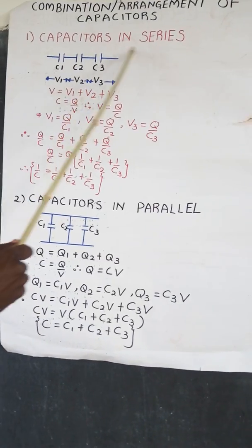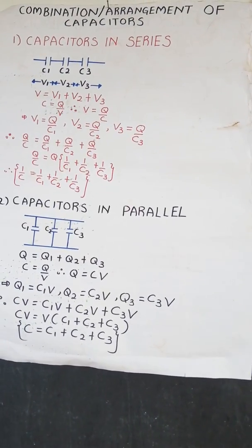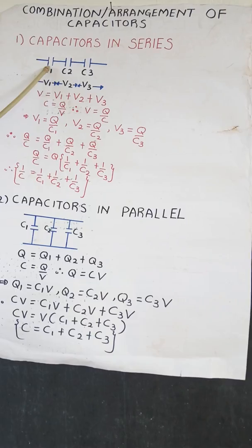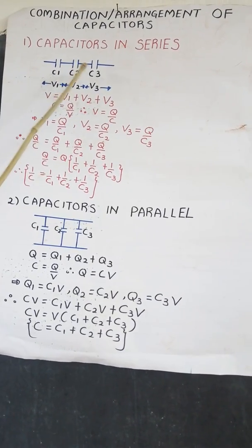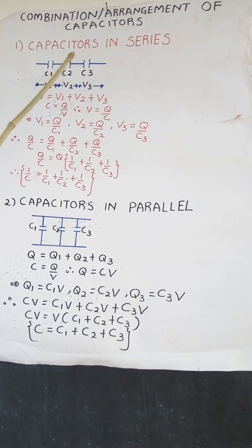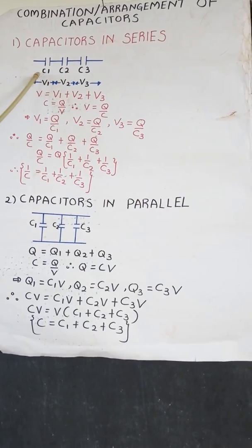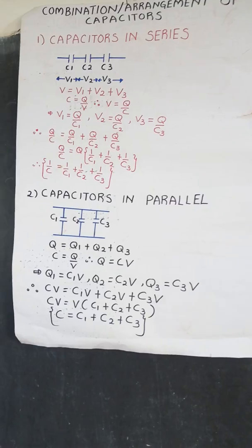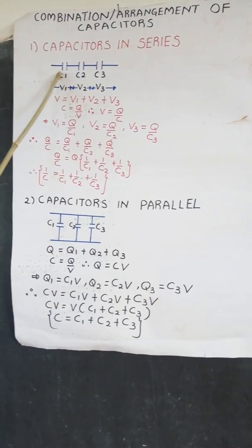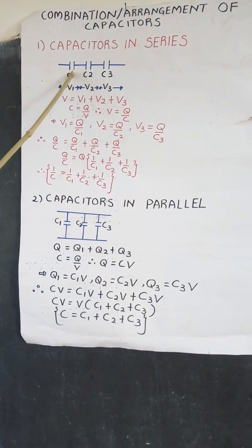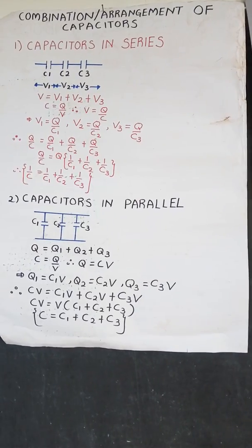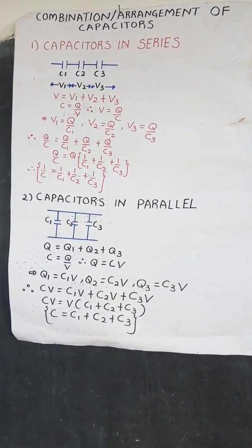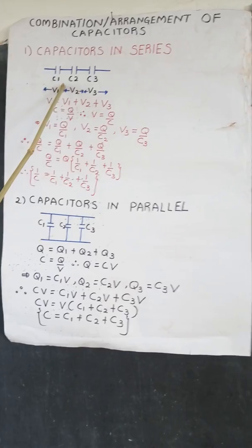Okay, so we're going to discuss the combination or arrangement of capacitors. These are capacitors in series. As you can see, this is capacitor 1, this is capacitor 2, and this is capacitor 3. This is a symbol which is used to represent a capacitor. Instead of drawing a capacitor, we are going to draw this symbol, which is plate 1, plate 2, to represent a capacitor. This is a series combination of capacitors.